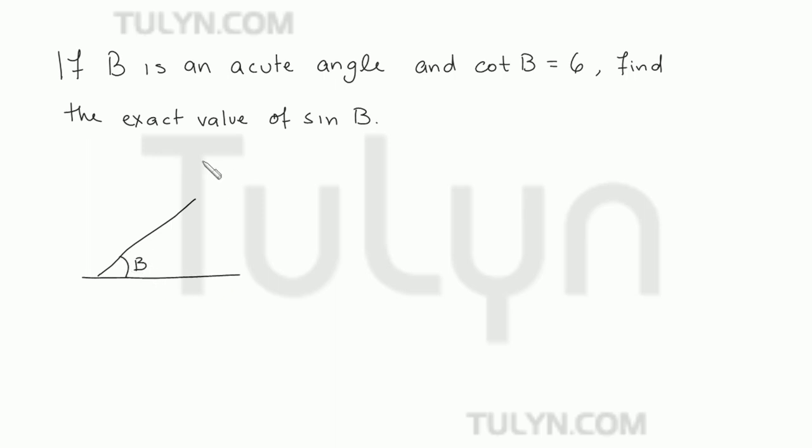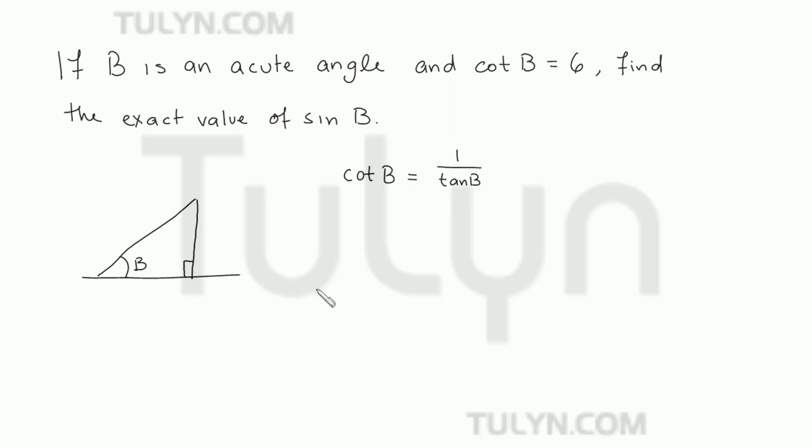So what we can do is draw a line going straight down so that we can create a 90-degree angle, so that we can use the SOHCAHTOA method, right? Those ratios. So we know that cotangent of B is the reciprocal of the tangent function, so it's the same thing as 1 over tangent of B.